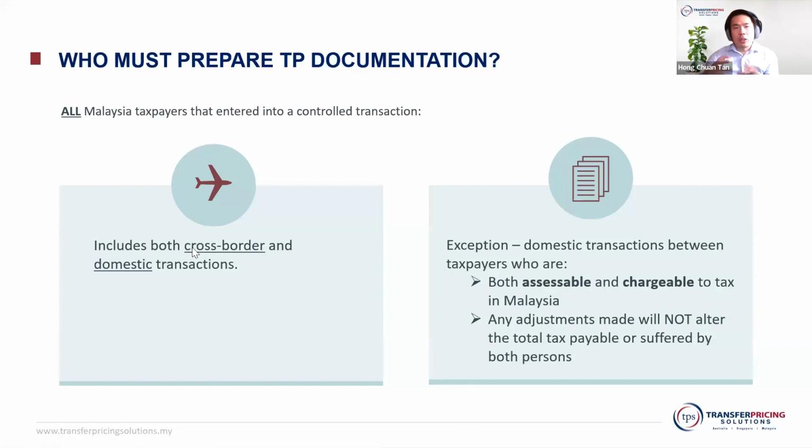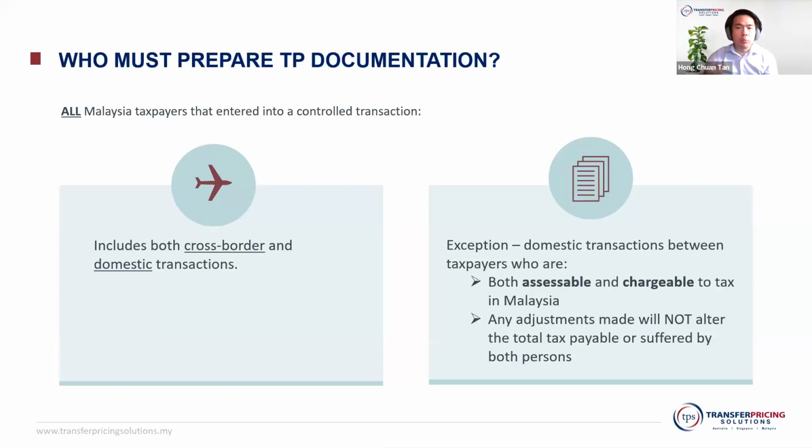So in Malaysia, the controlled transaction includes both cross-border and domestic, right? In other jurisdictions, it may be cross-border only, but Malaysia includes domestic as well, right? Your local company transacting with your local company. Now, there is an exception when you only have domestic transactions in place, if both entities are assessable and chargeable to tax in Malaysia, and if any adjustment made will not alter the total tax payable or suffered by both persons. So in essence, if your effective tax rate is not the same for both entities, you will not have this exception. So if you have tax incentives, if you have losses, again, you will not have the exception in place, because then you will not have the same effective tax rate. So bear that in mind.